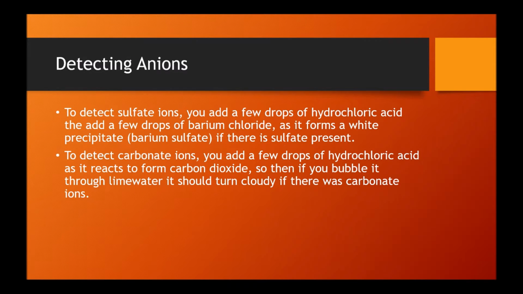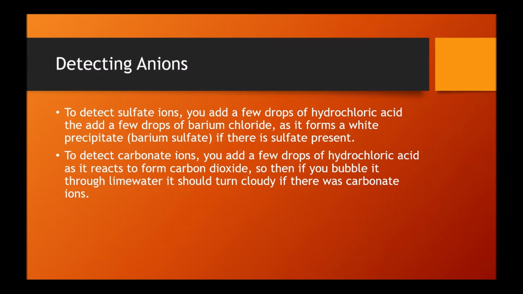And then if you're detecting anions or negative ions, generally non-metals, there are a few different methods depending on what you're testing for. So for example, for sulfate ions, you have to add some hydrochloric acid, then some barium chloride, as it will react to form barium sulfate, which is a white precipitate. So it should turn white if there is sulfate in whatever you're testing.